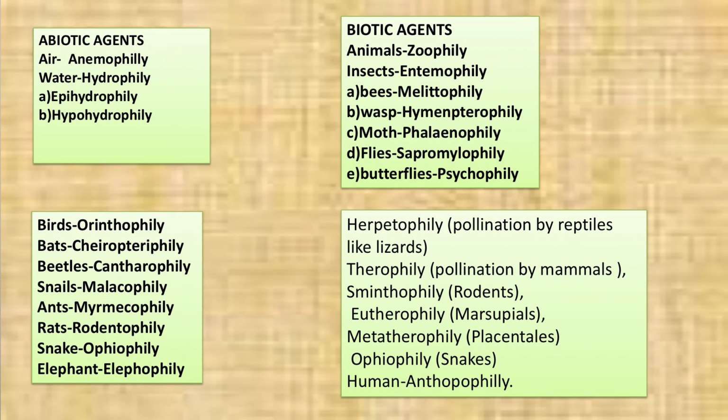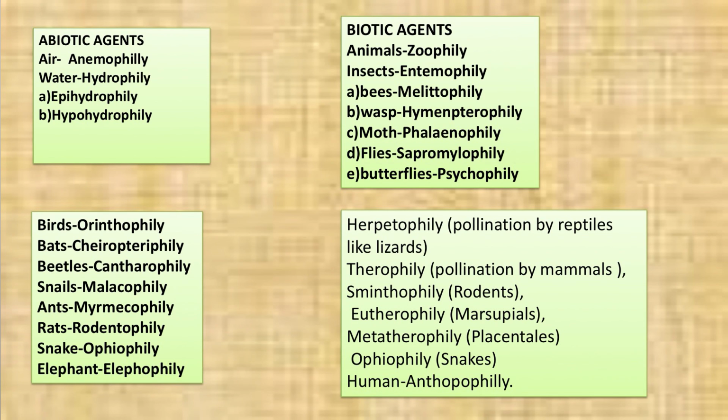And when birds are the pollinating agents, that is called ornithophily. When bats are the pollinating agents, that is called chiropterophily. Beetles, that is called cantharophily. Snails, that is called malacophily. Then ants, that is called myrmecophily. When pollination takes place by rats, that is called rodentophily. When pollination takes place by snakes, that is called ophiophily.